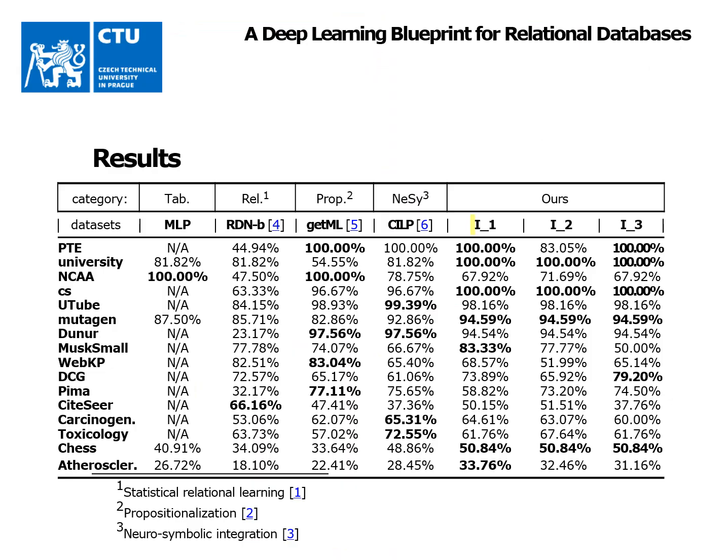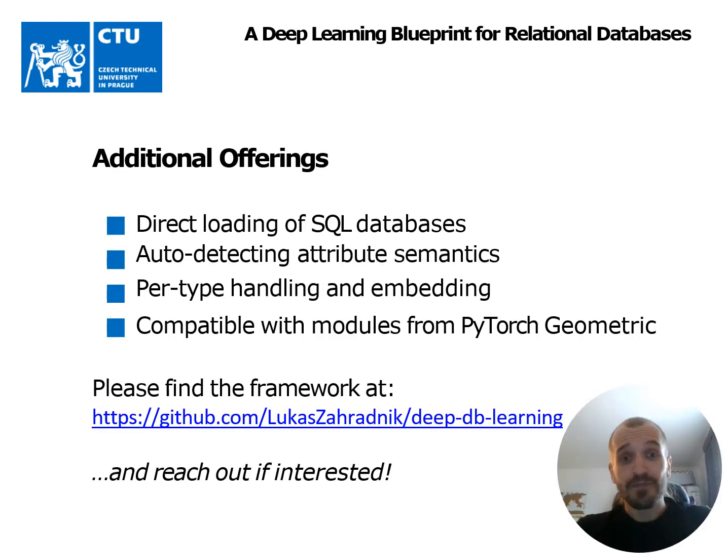We compare several instantiations of the blueprint against representative models from the fields of statistical relational learning, propositionalization, and neural-symbolic integration, showing some promising initial results. Finally, the framework also offers some additional features such as automated schema detection so that the whole thing is fully automatic given simply a database connection string.